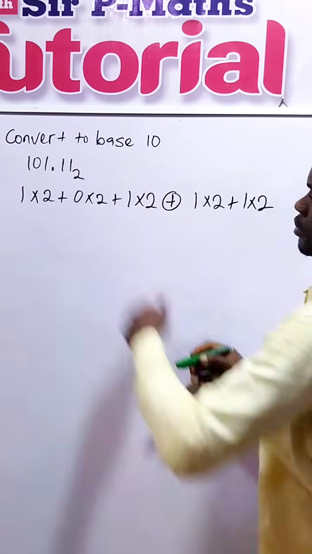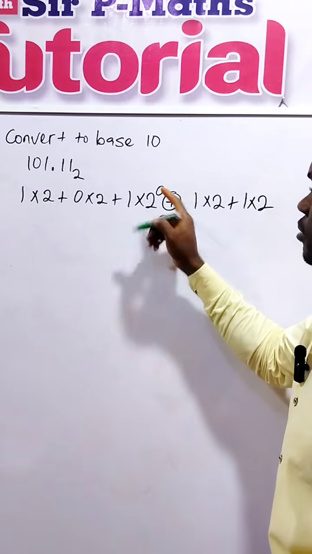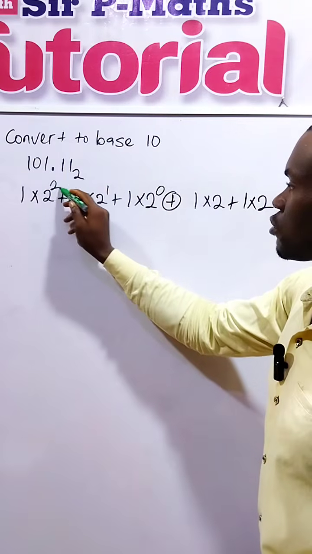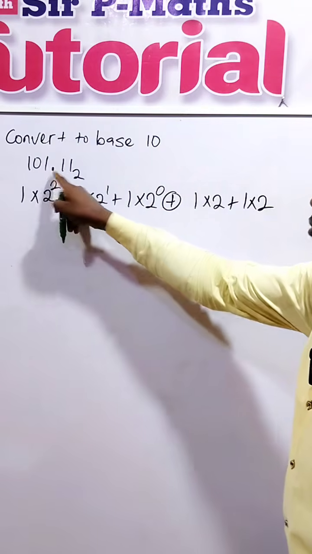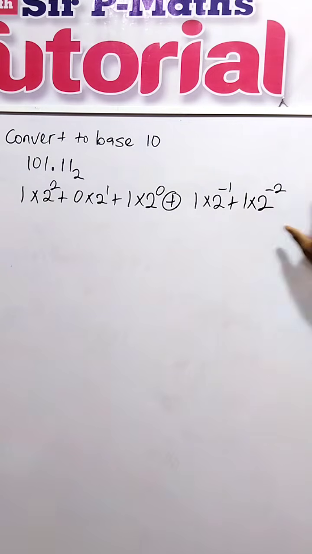Then on the whole number part, start from the last number, and assign indices 0, 1, and 2. Now, after the decimal point, you start assigning -1, -2. If there are more numbers, you keep assigning -3 and others.